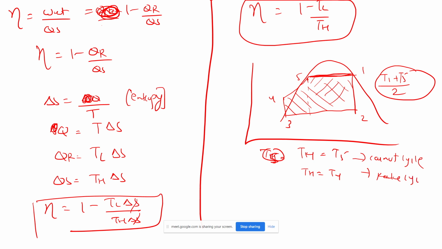Sir, is the efficiency of Carnot even higher than the superheat and reheat cycle? That we'll discuss later. First, we are only discussing the general Rankine cycle. So since T higher for the Carnot cycle is higher, efficiency for the Carnot cycle will be higher than the Rankine cycle.